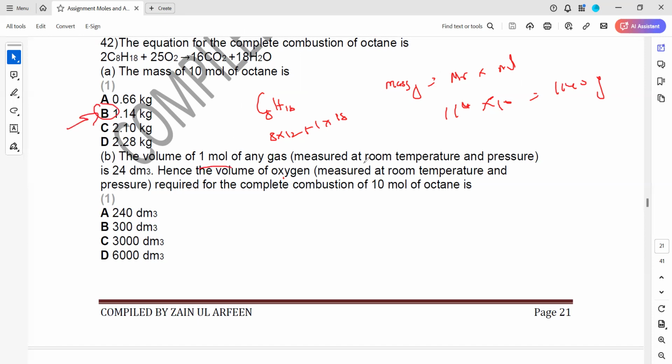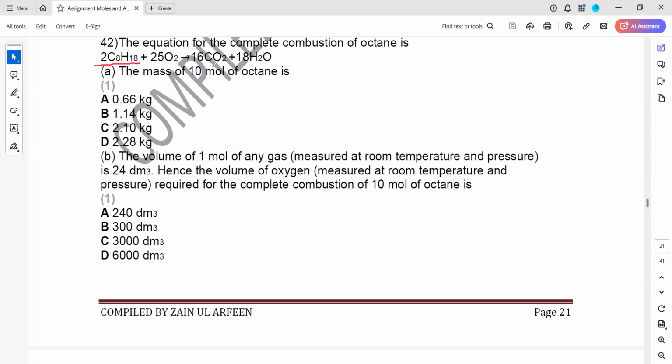The volume of 1 mole of any gas measured at standard temperature and pressure is 24. Hence, the volume of oxygen measured at room temperature and pressure required for complete combustion of 10 moles of octane. The ratio between octane and oxygen is 2 to 25. If 10 moles are there, how many moles are needed? X, cross multiply. So it will be 250 divided by 2. So X is equal to 125. So we got 125 moles of oxygen for complete combustion.